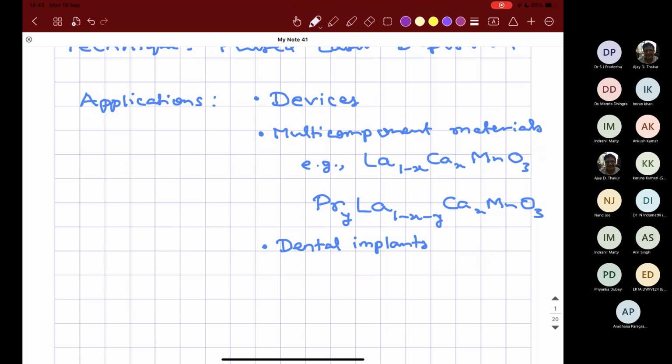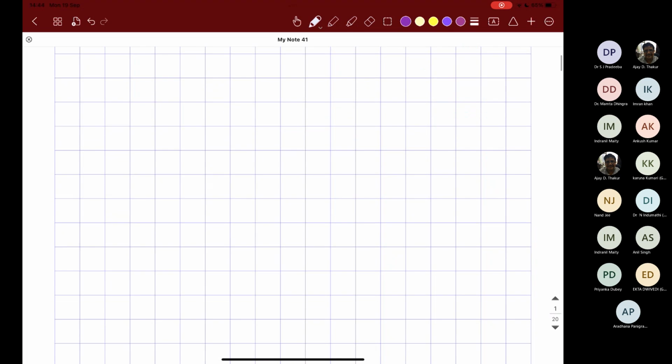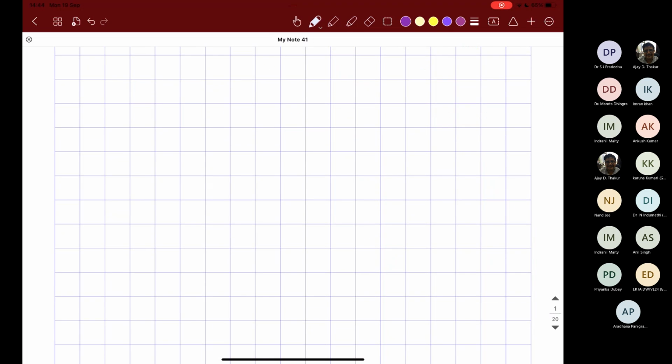And as I showed in the example of a multi-component material, you are aware of interesting phenomena like multiferroic behavior. If we want to apply a multiferroic material in a device, then I need to make it in the form of a film. And in such a situation, pulse laser deposition is one of the techniques which really comes to our rescue.